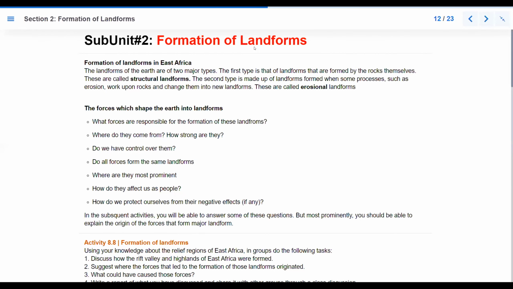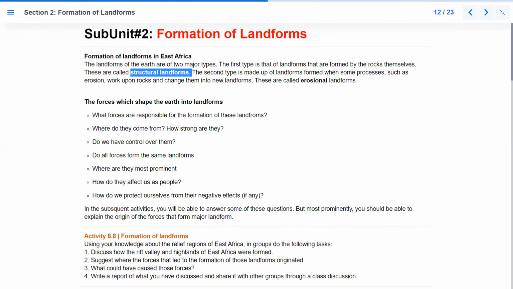I want to start at this point. This is what we have learned so far. We have learned that the landforms in East Africa are composed of rocks. And those landforms that are composed of rocks are called structural landforms. For example, the Rift Valley, the Block Mountain, the volcanic highland, the Lake Basin. Those are called structural landforms.